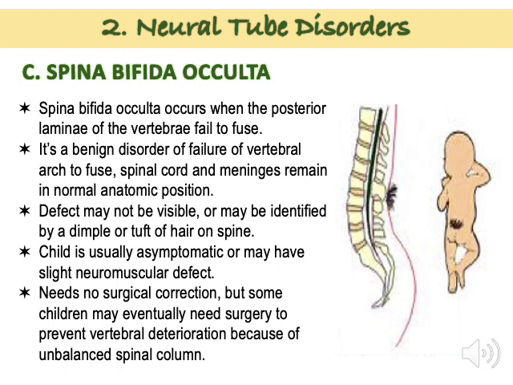The defect may also not be visible, or it may be identified by a simple tuft of hair or a dimple on the spine, as shown in the photo. The child is usually asymptomatic or may have a slight neuromuscular defect, depending on the severity of fusion failure, whether it hits either the spinal cord or meninges a little, but it is rare.